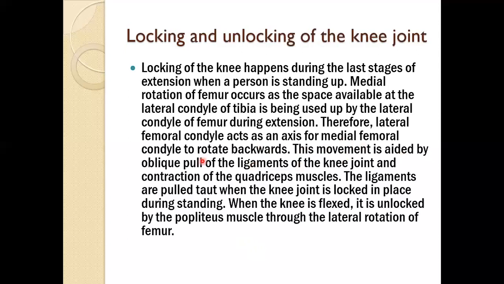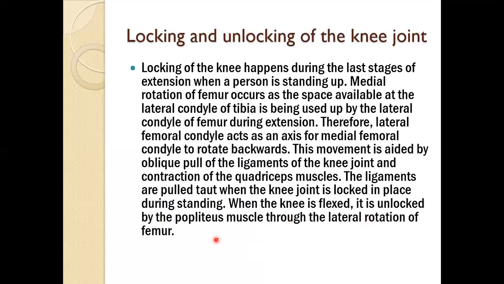This movement is aided by the oblique pull of the ligaments of the knee joint and contraction of the quadriceps muscle, right? The ligaments are pulled taut when the knee joint is locked in place during standing, right? When the knee joint is flexed, it is unlocked. The unlocking is just opposite, right? It is unlocked by the popliteus muscle through the lateral rotation of the femur, right?